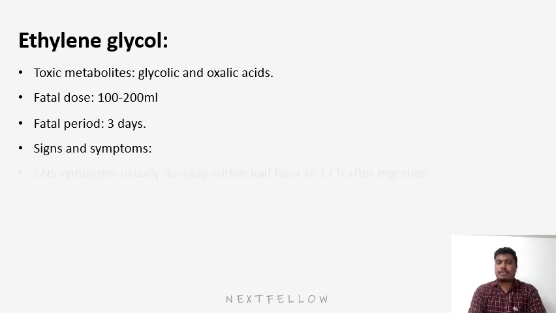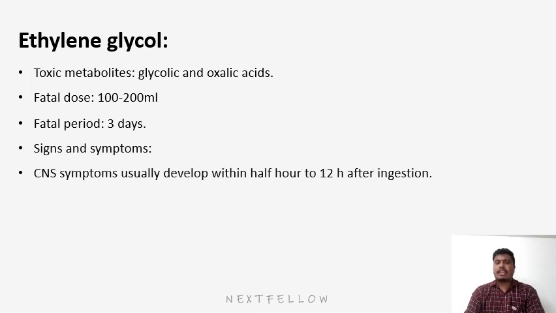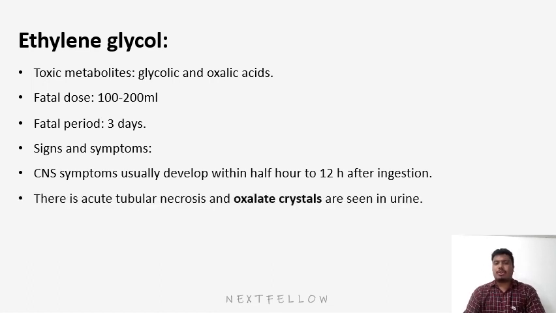Now we will discuss the signs and symptoms. There are CNS symptoms which usually develop within half an hour to 12 hours after ingestion. The individual develops nausea, vomiting, severe headache, delusion, convulsions, and coma. Now there is also acute tubular necrosis and oxalate crystals are also seen in urine. This is all about ethylene glycol poisoning.